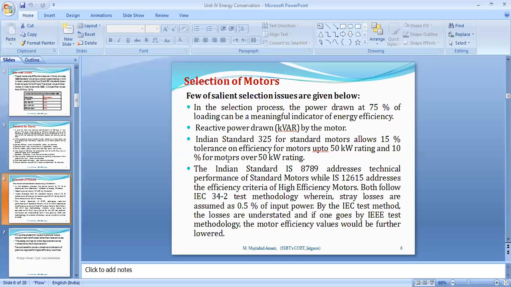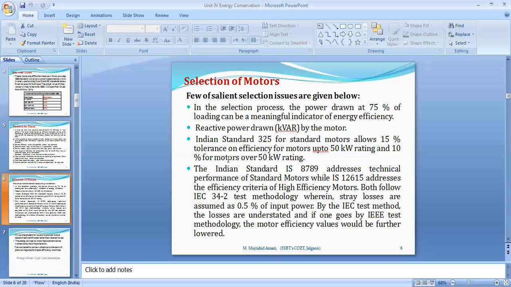Now, point selection of the motors. What would be the selection? What would be the criteria for the selection of motor? In the selection process, the power drawn at 75% of loading can be a meaningful indicator of the energy efficiency.